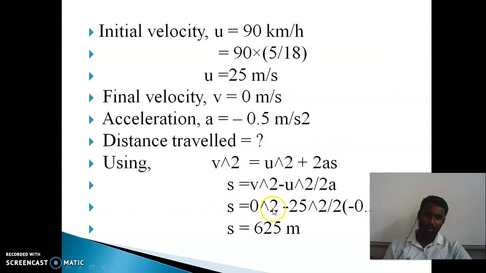So 0 square means 0 value. So minus 25 square. This arrow mark represents the square value. Minus 25 square divided by 2 into minus 0.5. So 2 into minus 0.5, this minus cancels. So 25 square divided by 2 into 0.5. 2 into 0.5 means what is the value? 1. So that means 25 square. So 25 multiplied by 25, you will get the answer 625 meter.